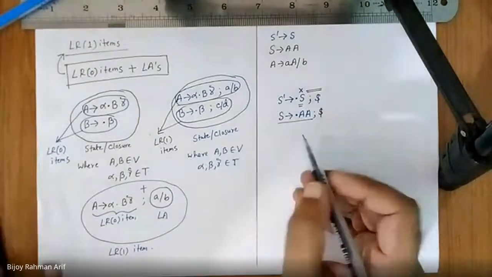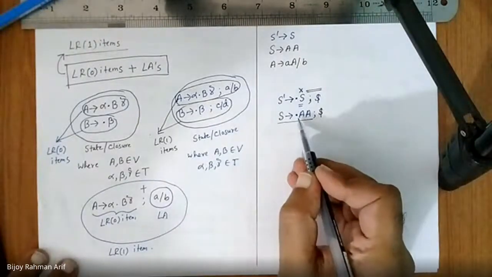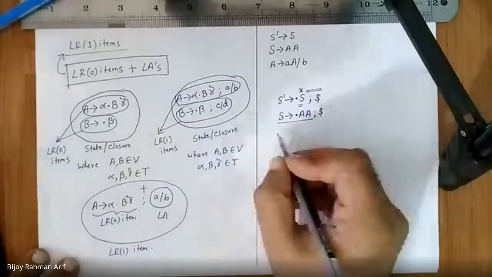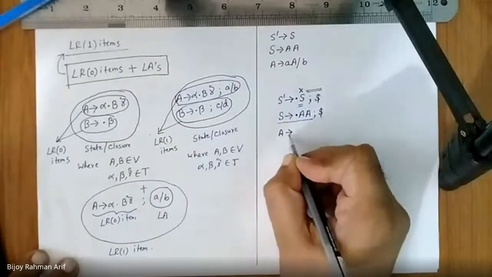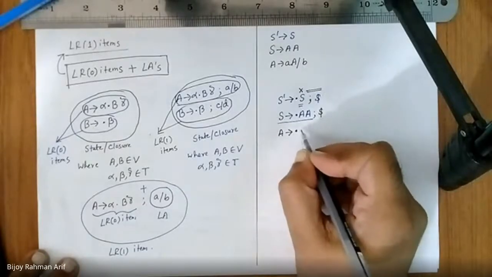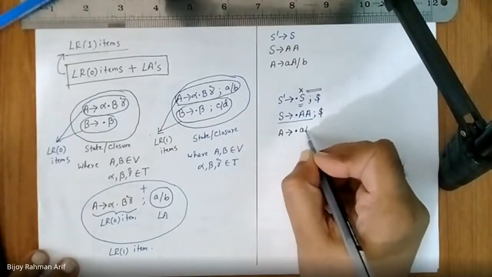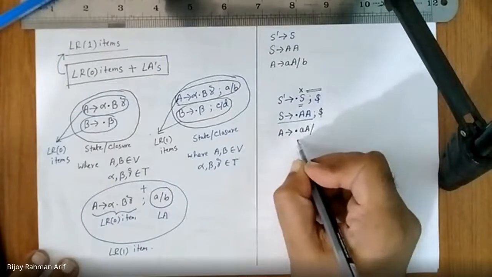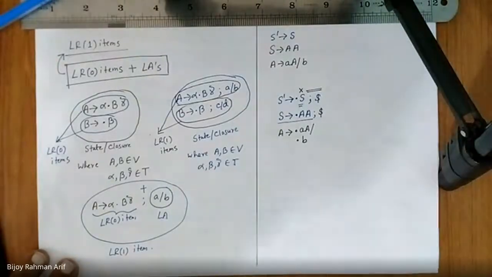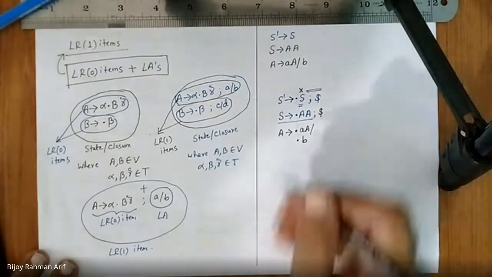Okay. Now, what is after this closure operator? A. So I have to add all the products that start with A. So A, then I have dot small a capital A, or dot small b. Now, what would be the lookahead for these two rows?